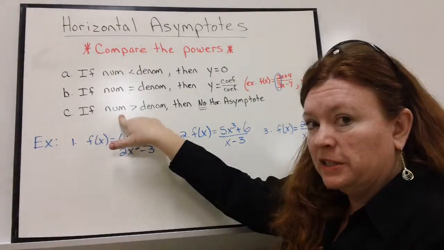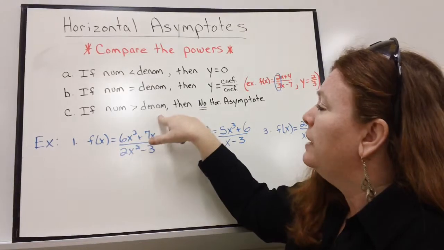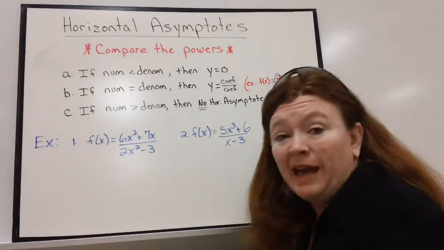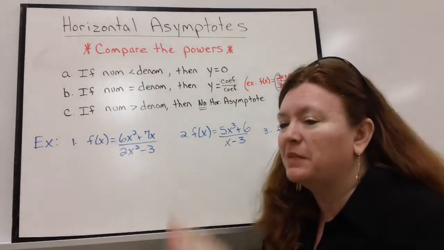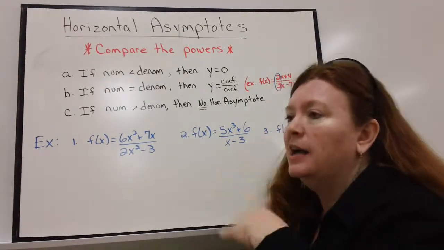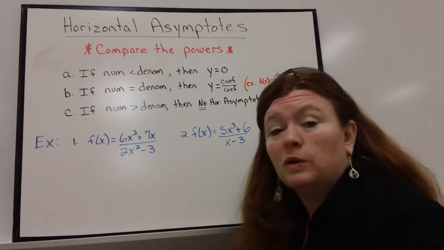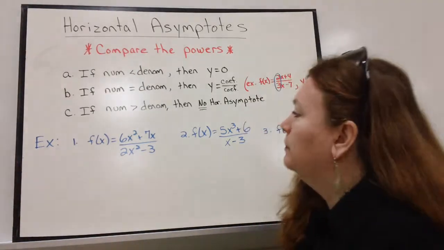If the numerator's degree, or power, is greater than the denominator, then you don't have a horizontal asymptote. You actually will have something, or you may have something called a slant asymptote in certain situations, but that's not horizontal, so we're not going to worry about that right now.